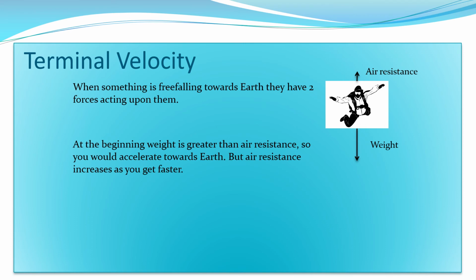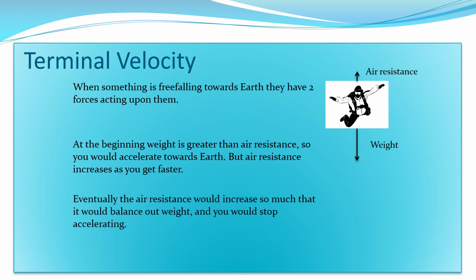And so, since air resistance gets greater the faster you go, you eventually reach a point where the air resistance matches the weight and they balance out. And so because the forces then are balanced out, remember balanced forces means something is either not moving or moving at a constant speed. So you stopped accelerating. You're moving at what we call the terminal velocity, the maximum speed you could get to.